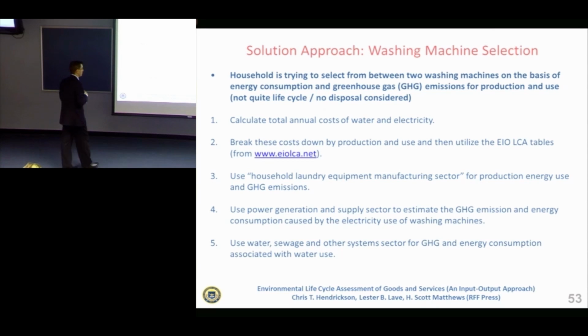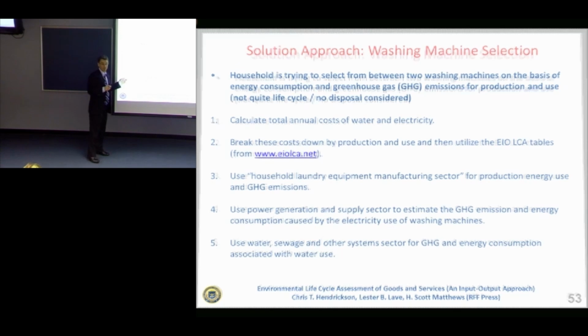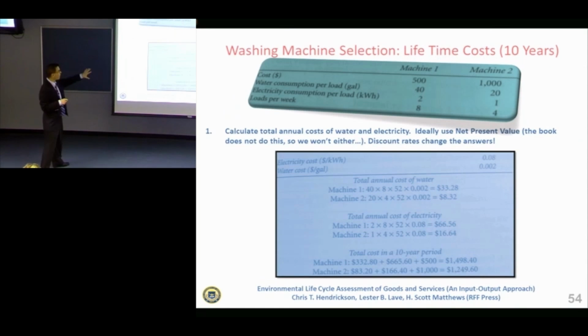Very good questions. You want to see how this is done? It's fun. It's a little hard to read, sorry about that. But this at the top is just the table that we went through. So here are the costs. Machine one's $500. It's using 40 gallons per load. There are 8 loads per week. And there's an electricity consumption of 2 kilowatt hours per load.